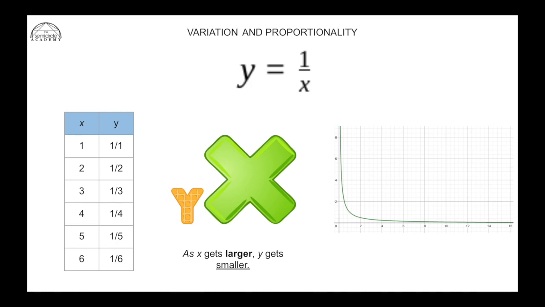So we could even see this on the graph of y is equal to 1 over x. We could see that as the x values get larger, the y values get closer and closer to 0. So as x gets bigger, y gets smaller.